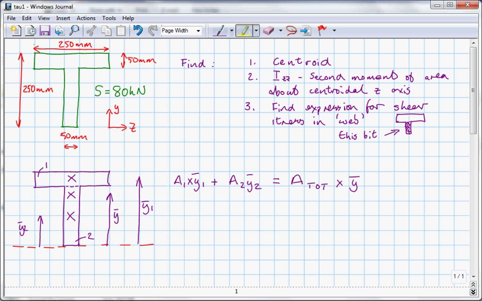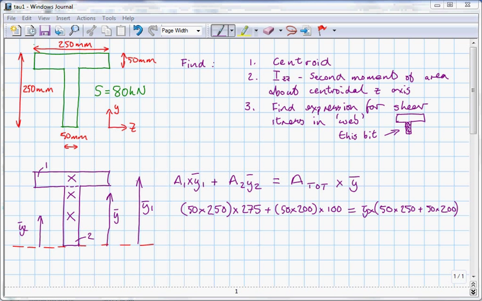So the first moment of area of rectangle 1, so remember, first moment of area is area times distance from some axis, and it's the red dotted line in this case, to the centroid of that shape. Same thing for rectangle 2, and that must be equal to the total area times y bar, where y bar is the thing we're trying to find. So we know everything but y bar, so let's put all of those numbers in.